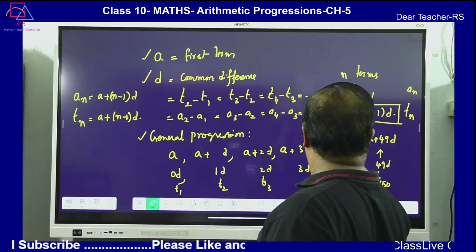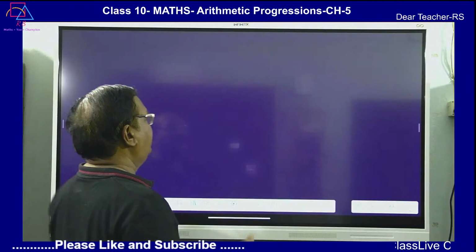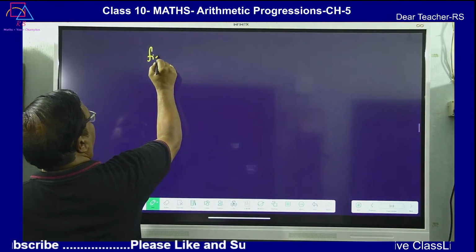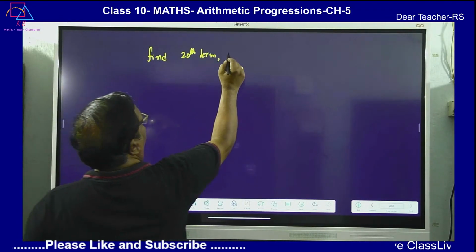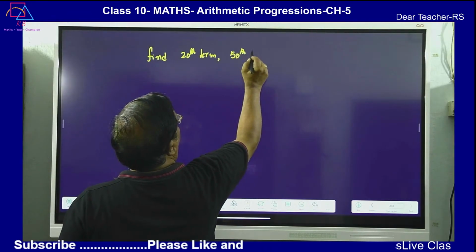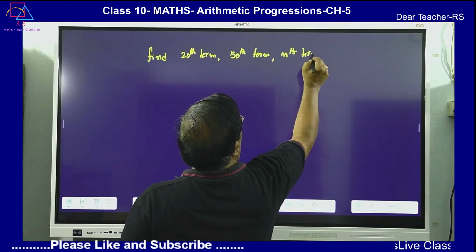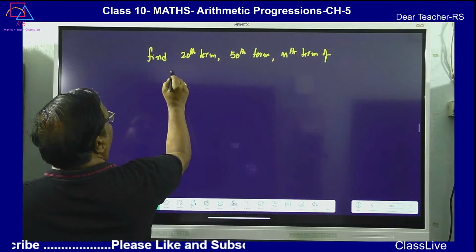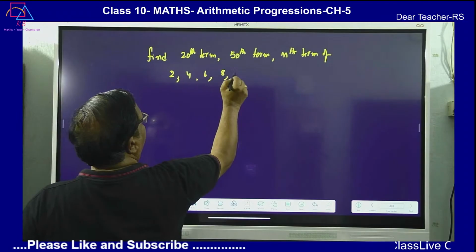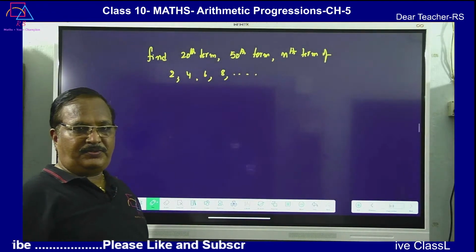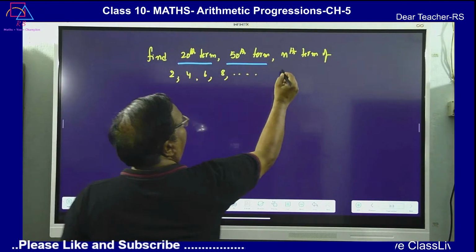Okay, let us use this formula and find the 20th term, 50th term, and nth term of 2, 4, 6, 8 and so on. So in one shot I am going to teach you the 20th term, 50th term and nth term.